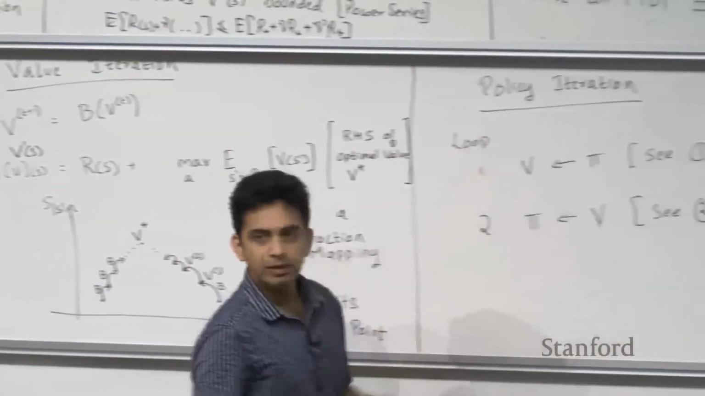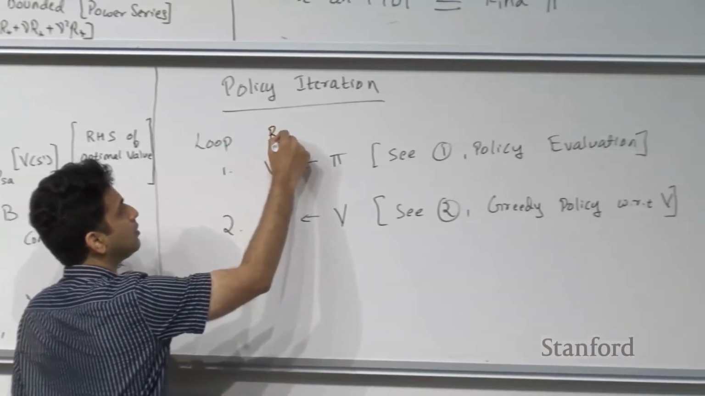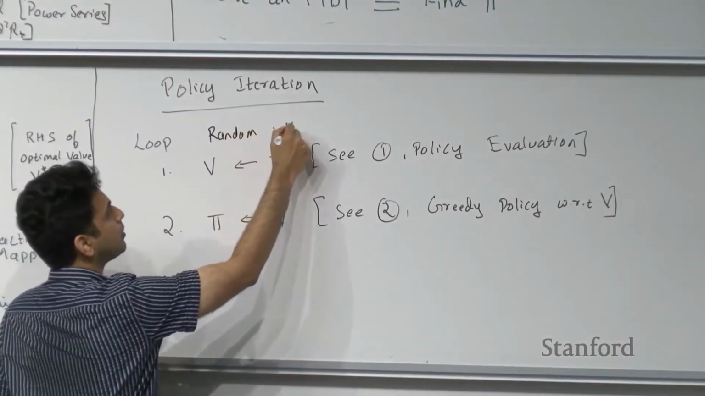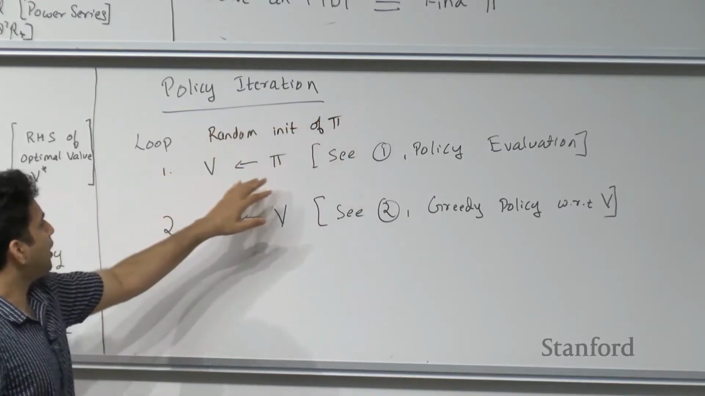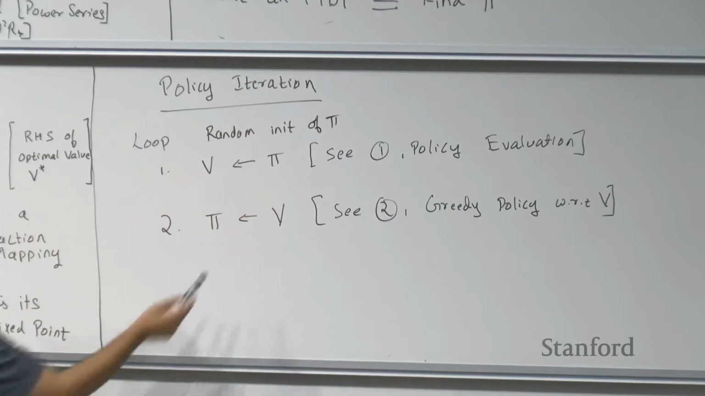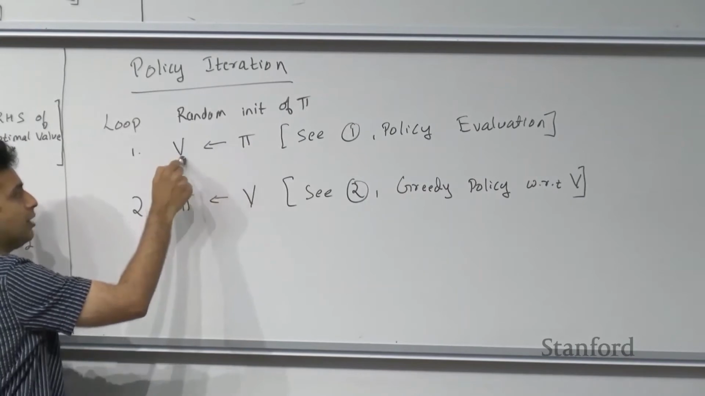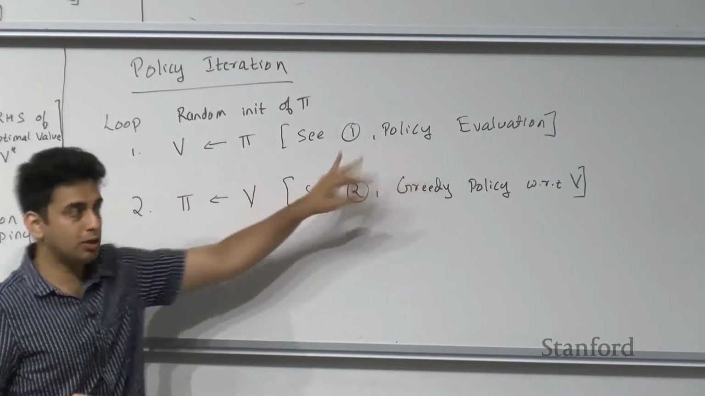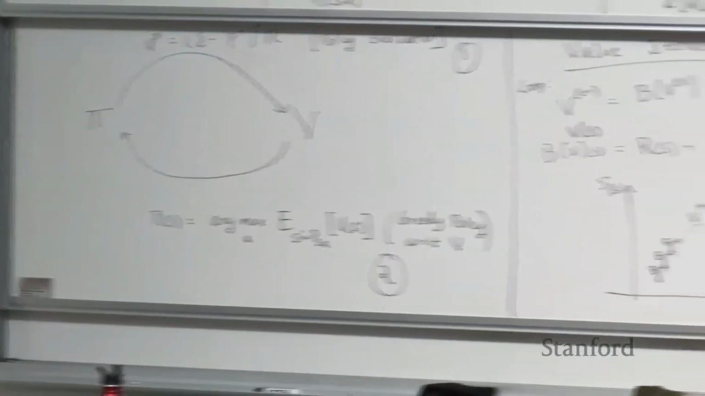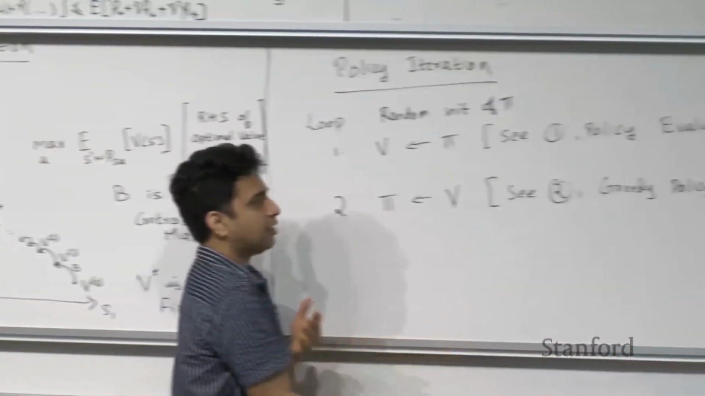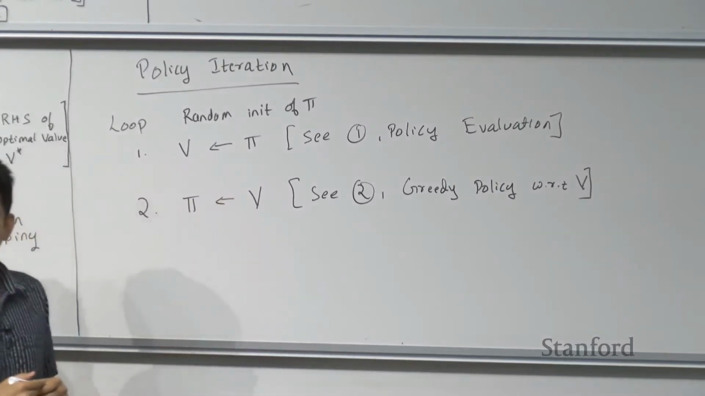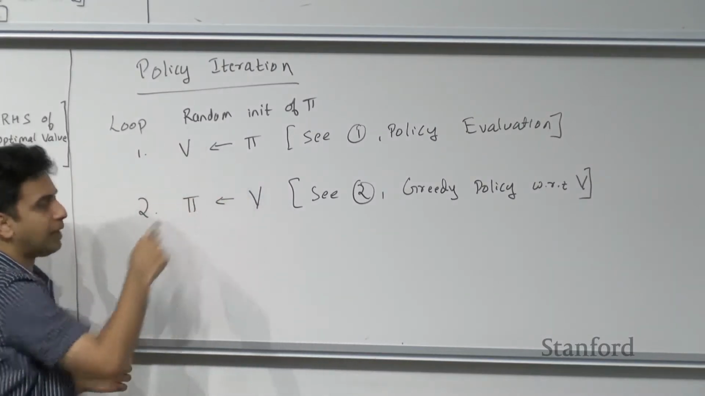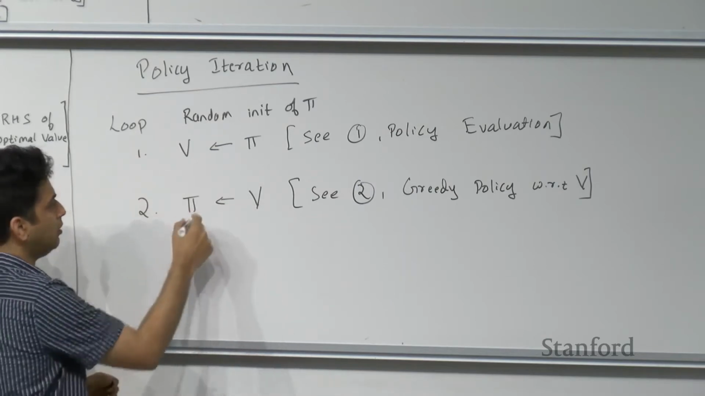So start with some randomly initialized policy, a random init of pi, right? And from this random initialization of pi, we do step 1. For a given pi, we calculate the corresponding value function, which is what we call policy evaluation, right? And once we get the corresponding v pi, we try to calculate the optimal policy for this v pi, right? And we do this over and over until pi converges. And this is called policy iteration.